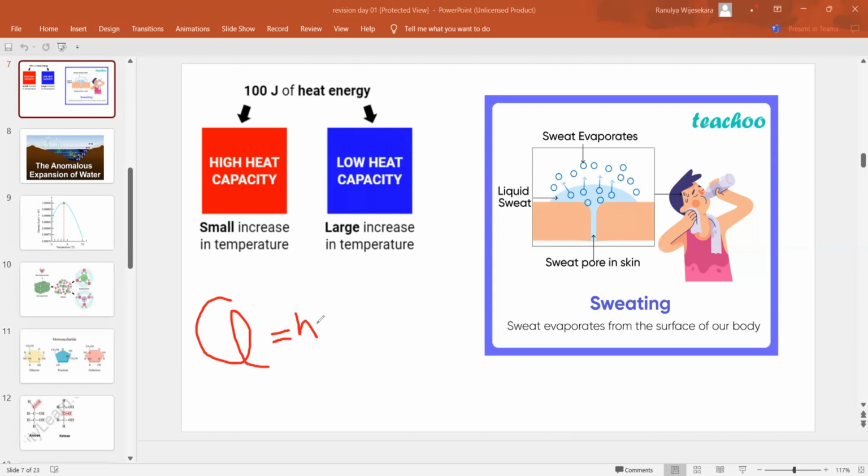Q equals m c delta theta, right? Absorbed heat is 1000 joules.